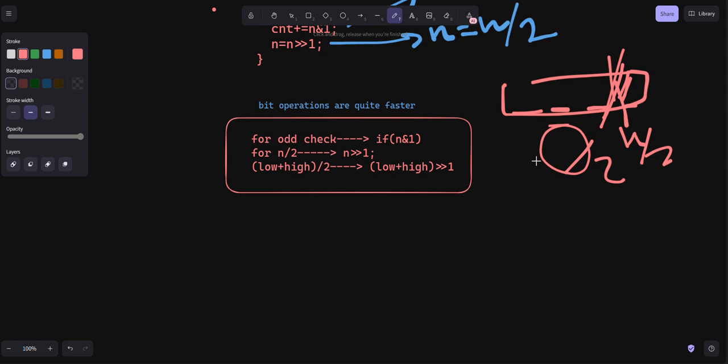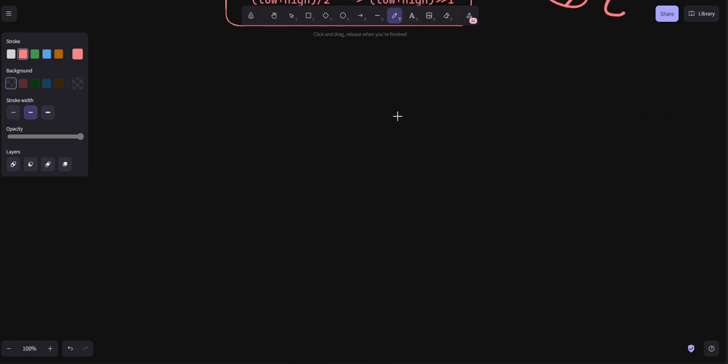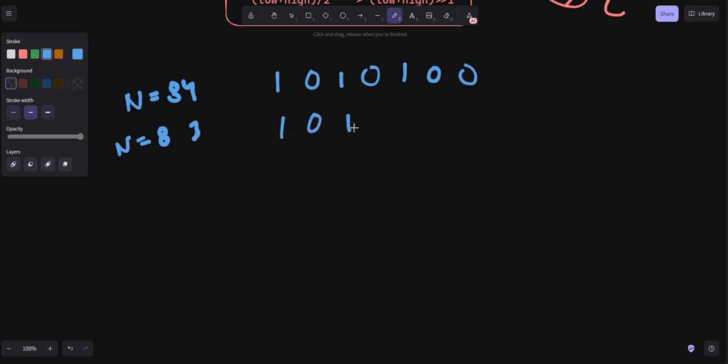Now we need to make this count of set bits more optimized. So let's take one example. Let's take n is equal to 84, which is denoted by 1 0 1 0 1 0 0, and n minus 1 is equal to 83. How will this be? Easy. Just make the rightmost set bit 0 and make all the bits after it 1 1 1.